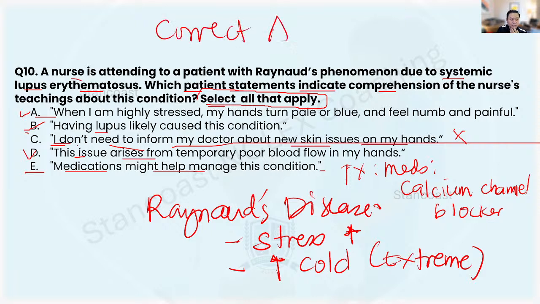Okay, so our correct answers here, guys, are letters A, B, D, and E. So the only wrong answer here is letter C, which states that the patient is not going to notify the medical provider as soon as they're going to develop any issues in their hands. Okay. Yes, Zandy, that's correct. Very good.